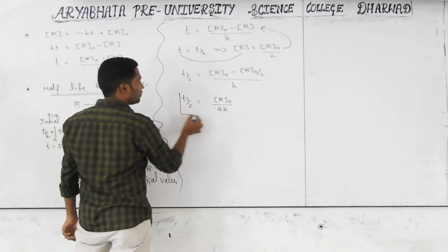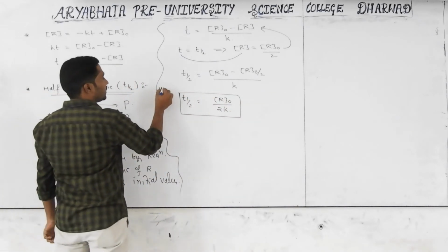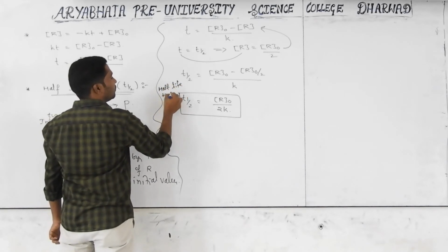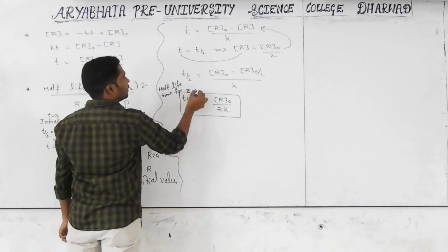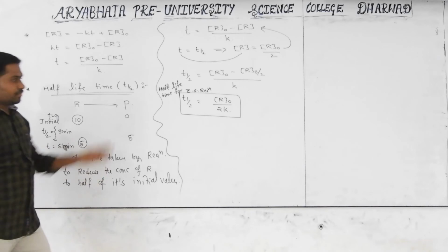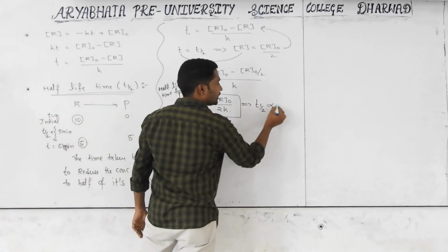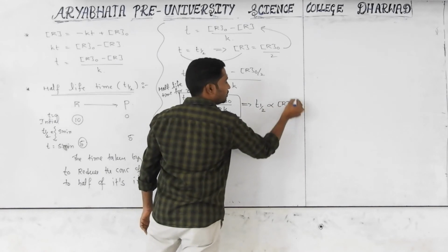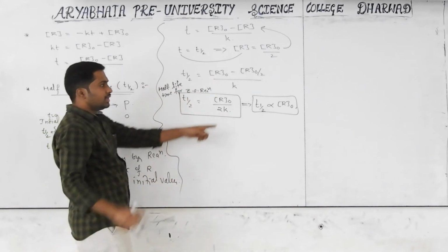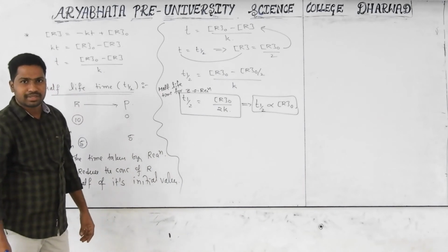So what is the half-life time for a zero order reaction? Half-life time is equal to R0 by 2K. From this, can we tell one important thing? Under zero order reaction, half-life time is directly proportional to R0. Yes or no? Yes, directly proportional. That's why in a zero order reaction, half-life time is directly proportional to the initial concentration of the reactant.